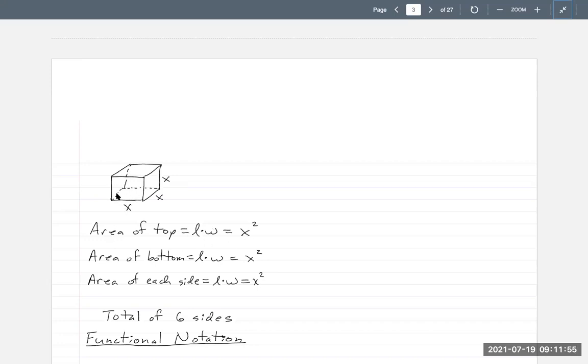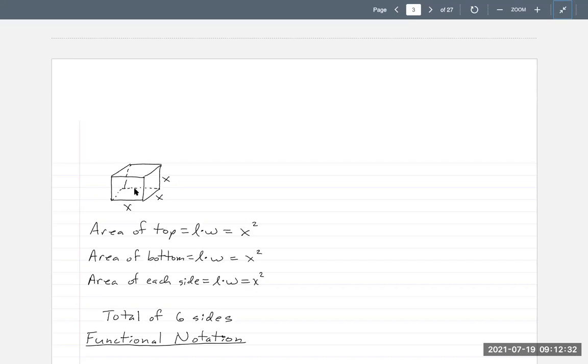Let's look at the area of the bottom. So this bottom here, again, is a square. So it's X times X. And so the area of the bottom is X squared. Let's look at the area of each of the sides. Each of these sides here, the front facing side, the back facing side, the right and left sides, have an area of X squared. And there are 4 of them. And so the area of each side is X squared.